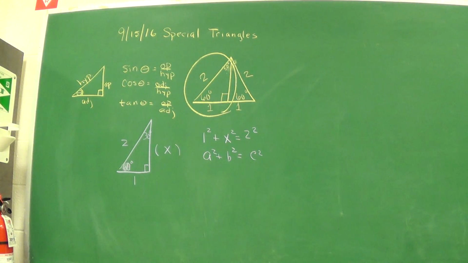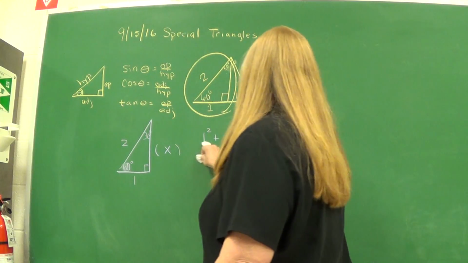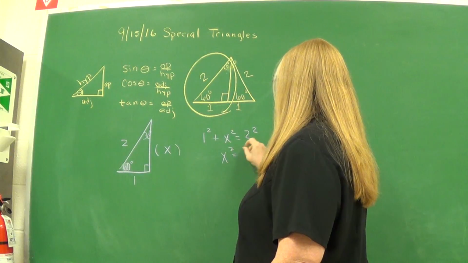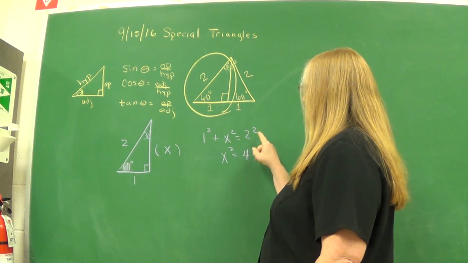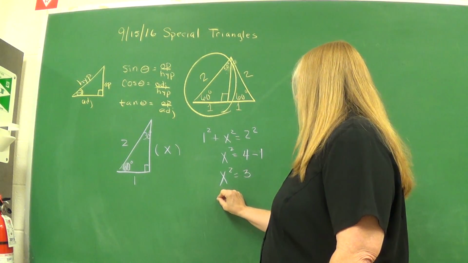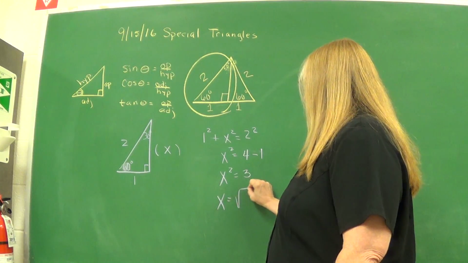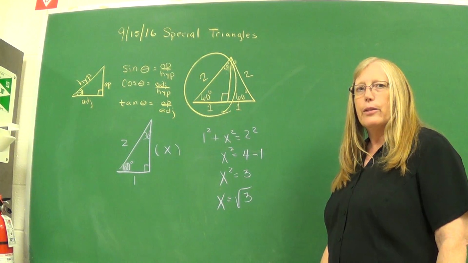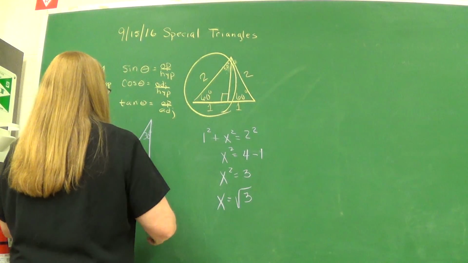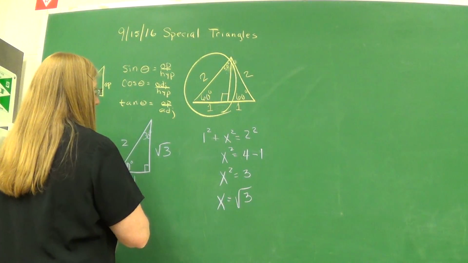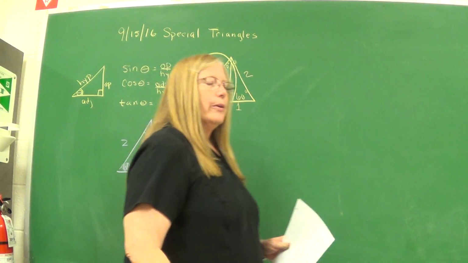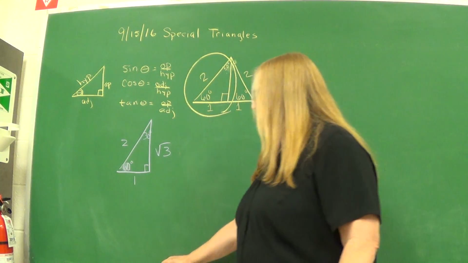Solving that for x, subtract 1 from both sides, so we get x by itself. So this is 4, bring the 1 over by subtraction, and we get x squared equals 3. Take the square root of each side, and we get x equals the square root of 3. So the square root of 3 is the third side of this special triangle. This special triangle is called the 30, 60, 90 triangle.